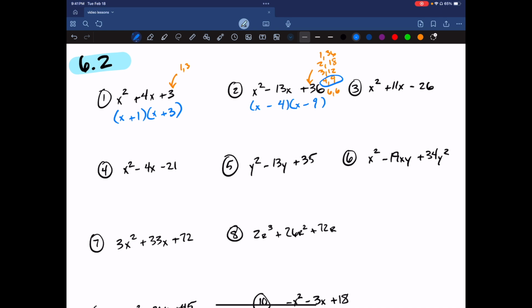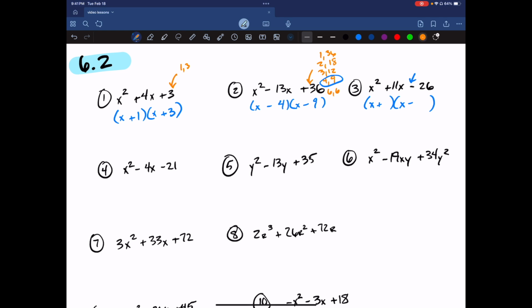Okay, number 3. Here, the second sign is negative. So that's going to change things a little bit. X squared still breaks down to x and x. But because my second sign is negative, that means now I have to have one of each sign. So it's going to be plus, minus, could be minus plus, but it's up in the air right now. It does matter what number goes where, and we'll talk about that in just a second.